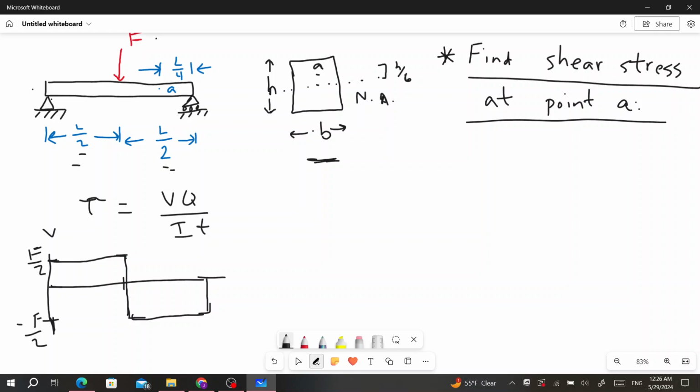Now we're interested in knowing the shear stress at point A, which is L/4 from the right hand side. So this is where point A would be. We can see that the shear force there is just negative F/2, right? So V we know is negative F/2. V has a magnitude of F/2, and that's what we'll use in our equation. So we've already found the first thing we need in our equation. Now we need to go find what is Q.